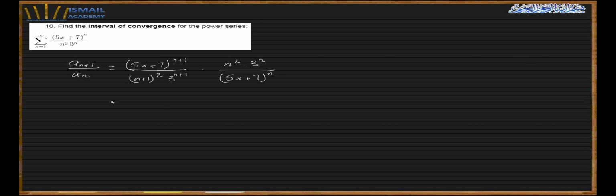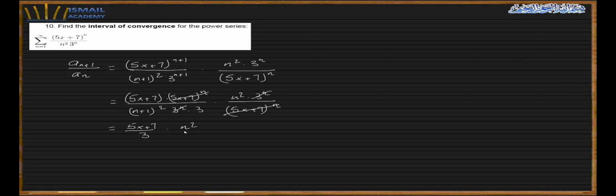So this is the same thing as (5x+7) times (5x+7)^n over (n+1)^2 3^n times 3, times n^2 3^n over (5x+7)^n. Now I simplify the common terms. So this will give me (5x+7) over 3 times n^2 over (n+1)^2. After I find the ratio, I'm going to apply the limit.